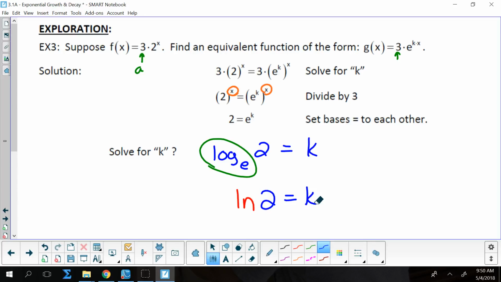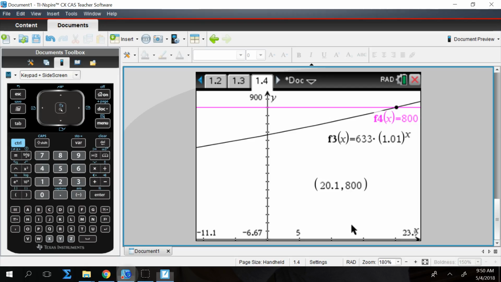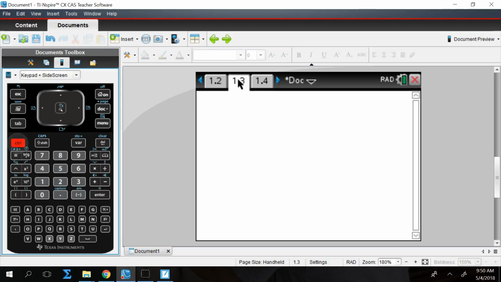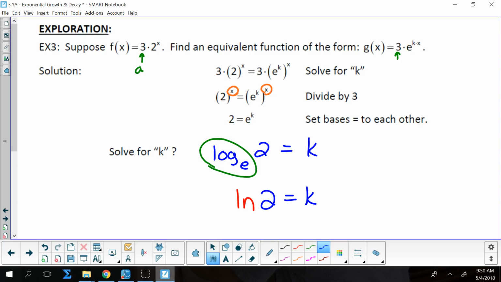be on any scientific calculator, should be a key. On the graphing ones, it's the inverse or the control of that one. Okay? And so we get the natural log of 2, which is 0.693147.